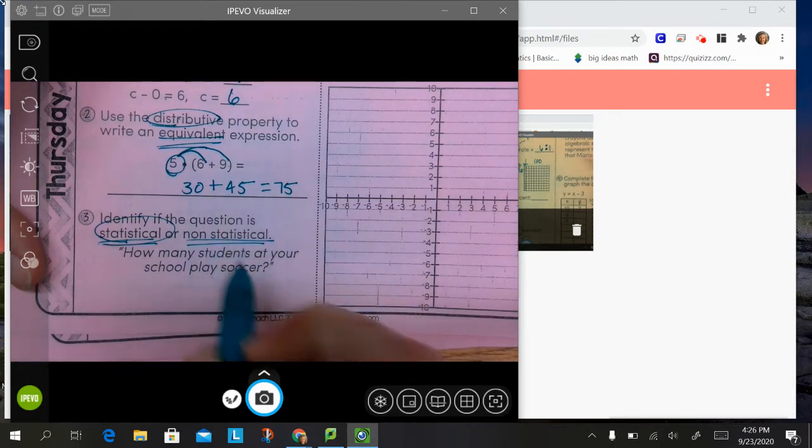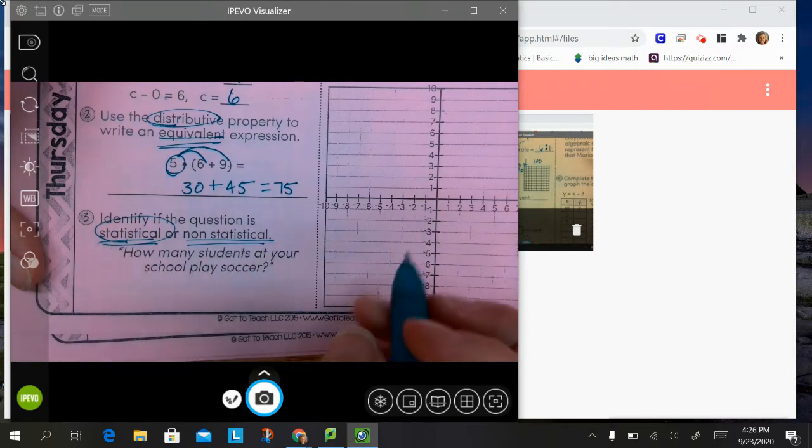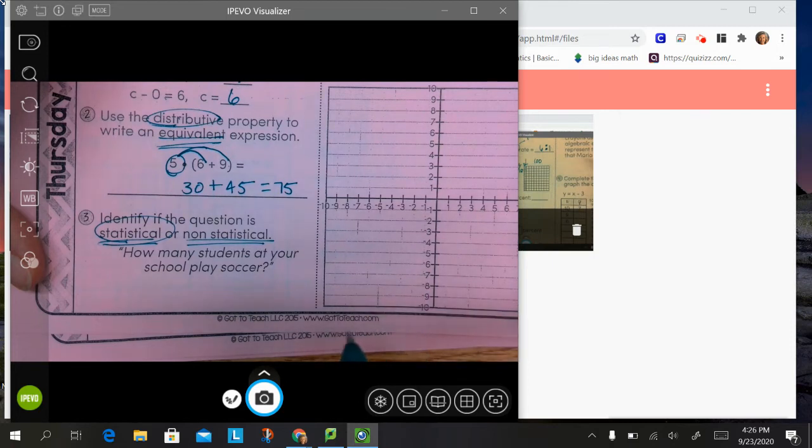That just means that you don't get enough information. You're not going to be able to calculate the mean, okay? A lot of times a non-statistical question would be something that you could answer either yes or no, okay? So this is the question that they have for us right now. They said, how many students at your school play soccer? Well, if I would ask all the students at my school, how many of you play soccer? I'm only going to get one answer, okay?